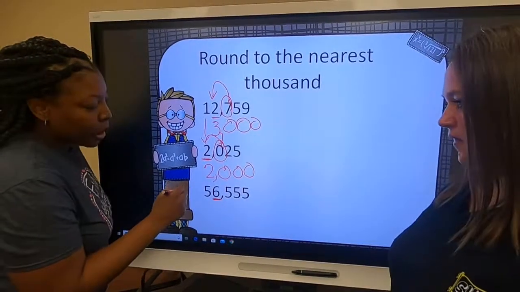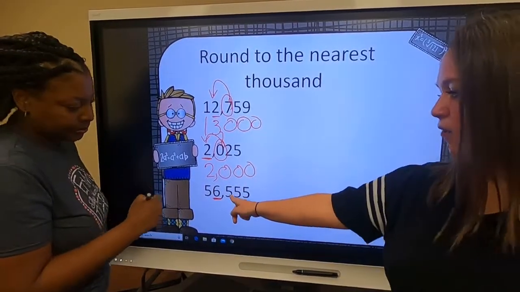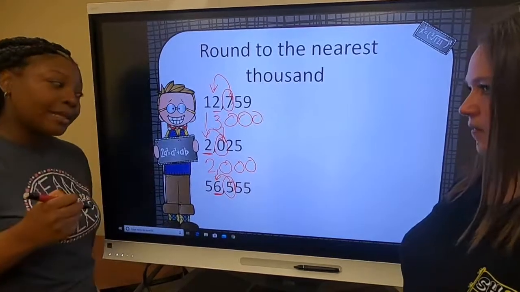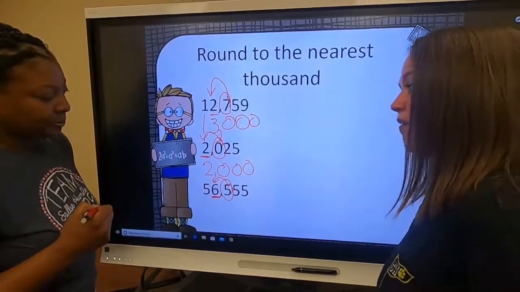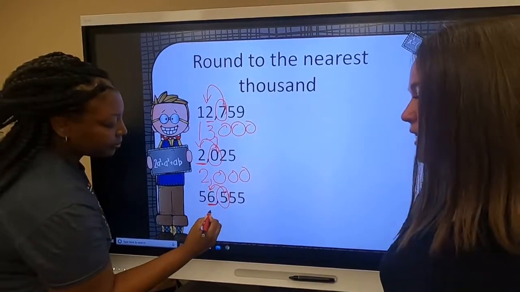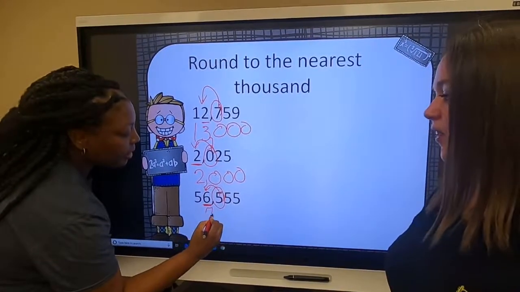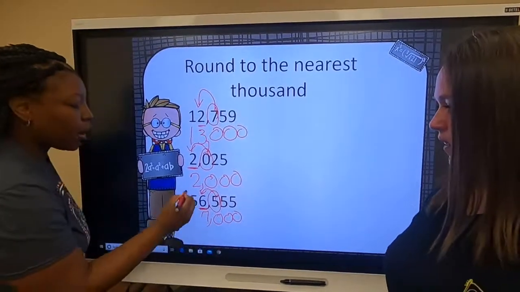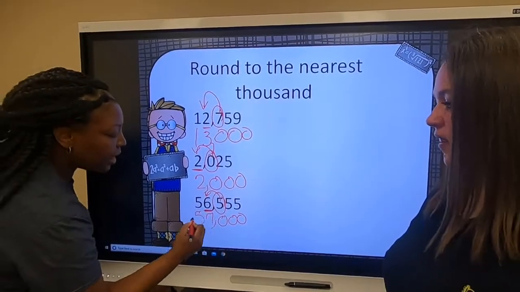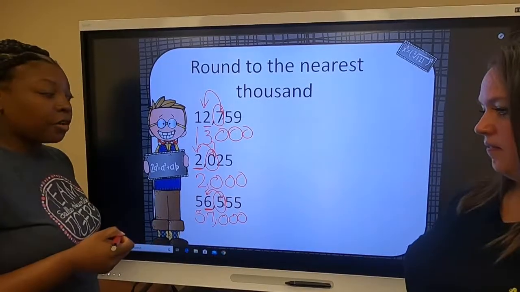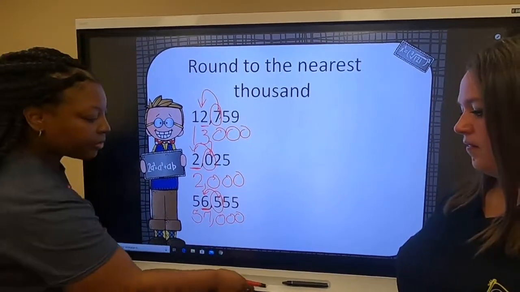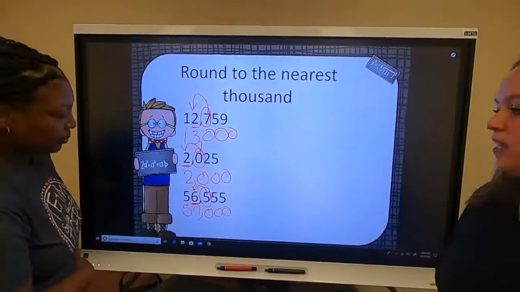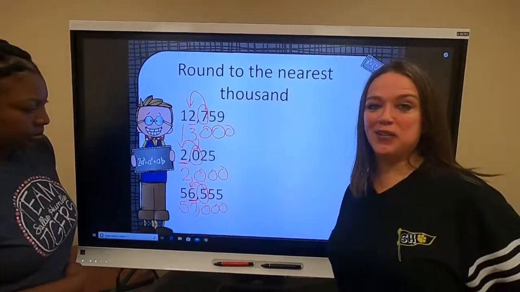So what number do I need to circle, Miss Wilson? This 5 right here in the hundreds place. So that 5 tells me what about my 6? Well, that 5 is 5 or higher, so that 5 tells that 6 to go up to a 7. And everything to the right turns to zeros. And I'm going to write my other number to the left, which is a 5. 56,555 rounds to 57,000. Yes, ma'am, I agree. Boys and girls, we know y'all have those same answers also.